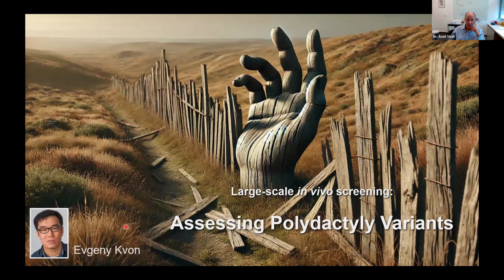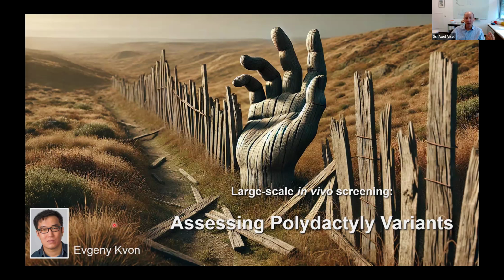I don't want to talk about the method in too much more detail, but instead show you how we can apply this. And I want to show you some data from the initial demonstration study that was led by Evgeny Kvon, where he tried to do precisely that, demonstrate how with this improved assay, where we can look at variants at scale, we can now get a better sense of the functional impact of human variants.